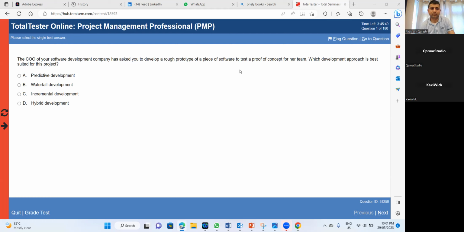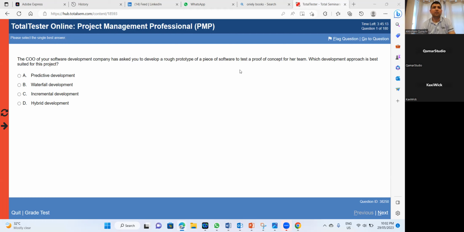Sir, if it's not predictive, then it's not waterfall as well. Correct. Then what is it, incremental or hybrid? Then it's only incremental because it's not hybrid. I'm confirmed. What is the difference between hybrid and incremental? Sir, incremental is agile and hybrid is, I think, a mixture of agile and predictive. Hybrid is a mixture, yes, but a mixture of iterative and incremental at the same time.